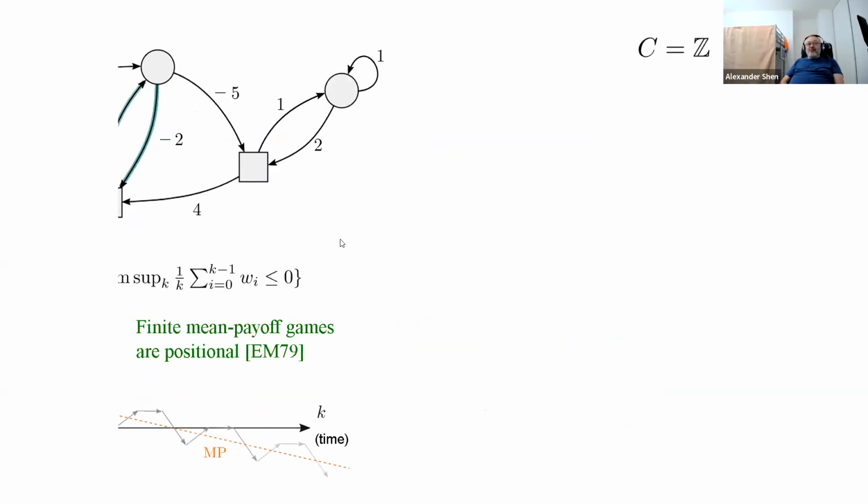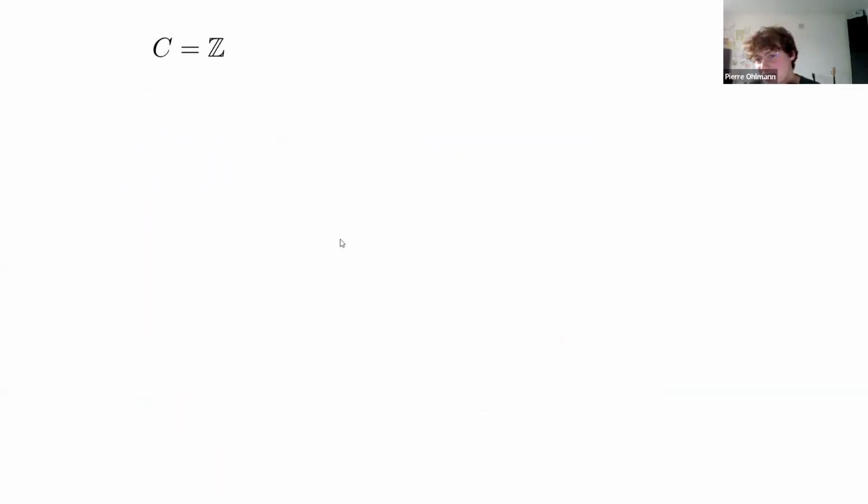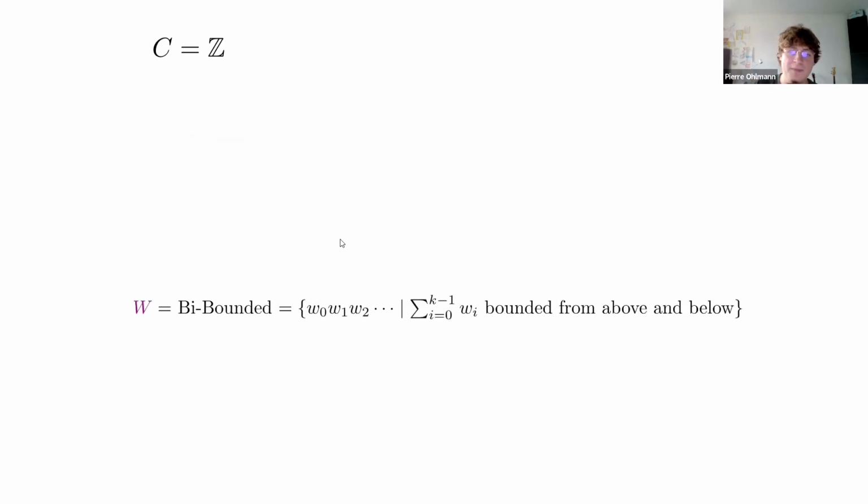Now I want to go into maybe more exotic examples. Okay, there's just a few. So this is an objective. Again, the colors are all the integers, and we want the sum to be bounded from above and below. Sasha knows this objective very well. So we accumulate the weights, and the path that we get, we win if it's bounded from above and from below.